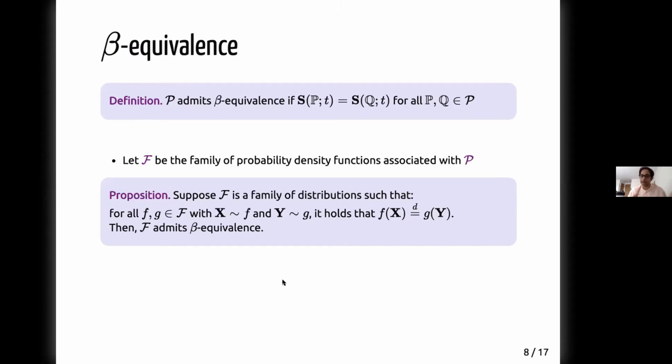Before I talk about it, I'll just mention that for the rest of the talk, I'll use the classes F and P interchangeably, where F is the family of density functions associated with P, and each one uniquely determines the other. And so we look at a property that distributions need to satisfy that's sufficient in order to guarantee Betti equivalence. If we're given a family of distributions with the property that the transformation of a random variable under its own density is identically distributed across the family, then this family admits Betti equivalence. So this property is sufficient to characterize distributions that admit Betti equivalence.